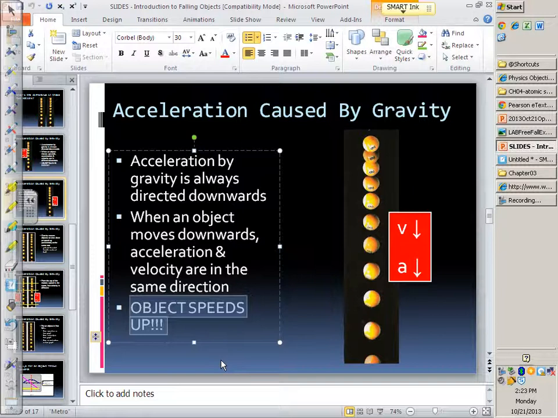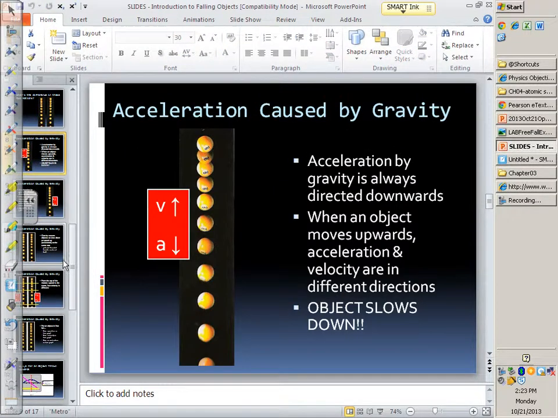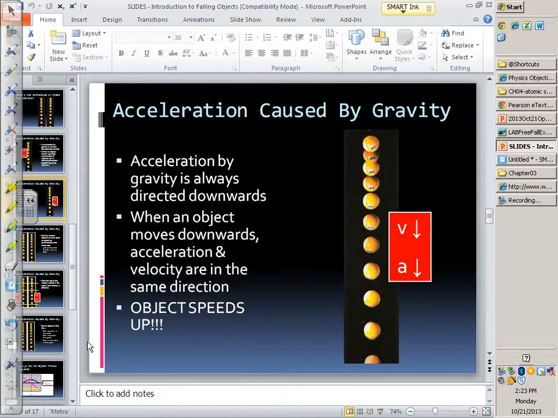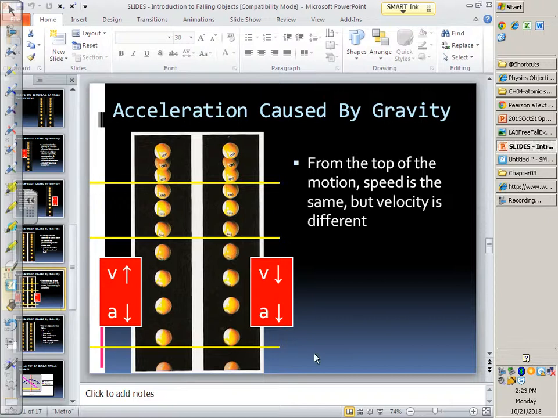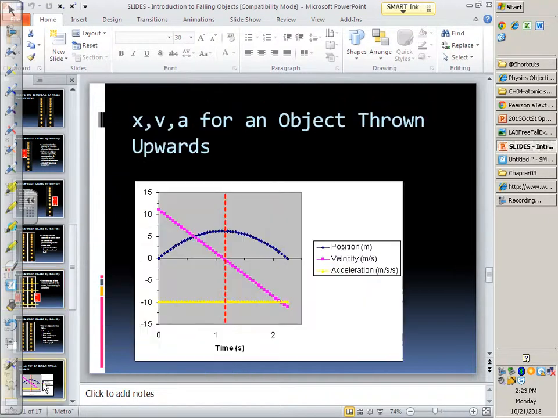But the acceleration is constant the entire time. The velocity changes, but the acceleration is constant. Gravity is always pulling it downwards. Sometimes that causes the object to slow down. Sometimes it causes the object to speed up, but it's always being pulled in a downward direction. Good there?